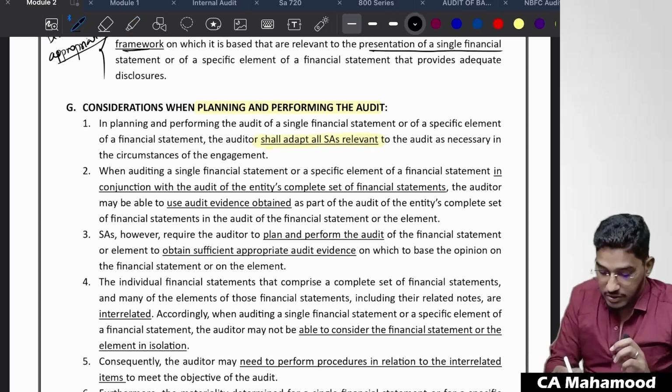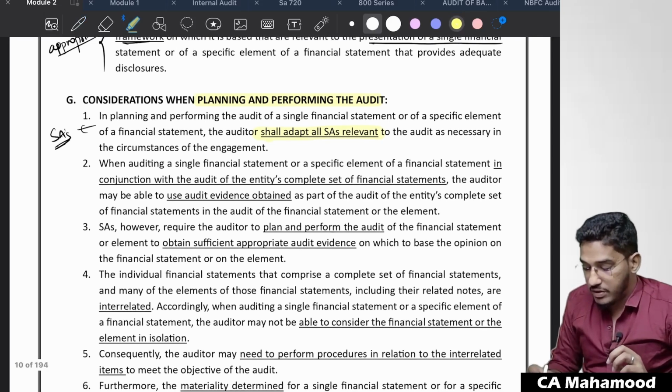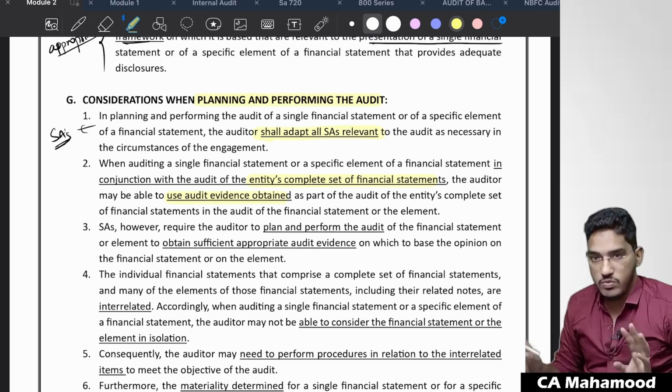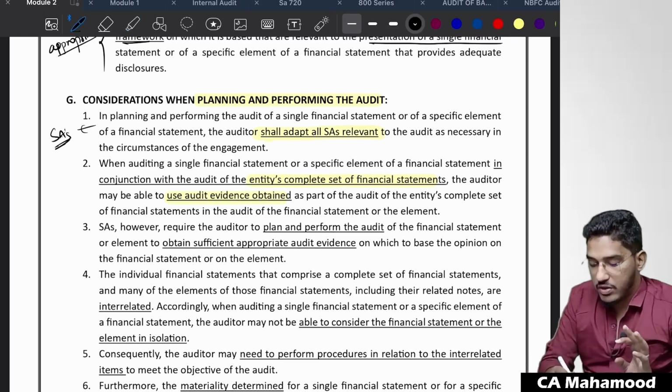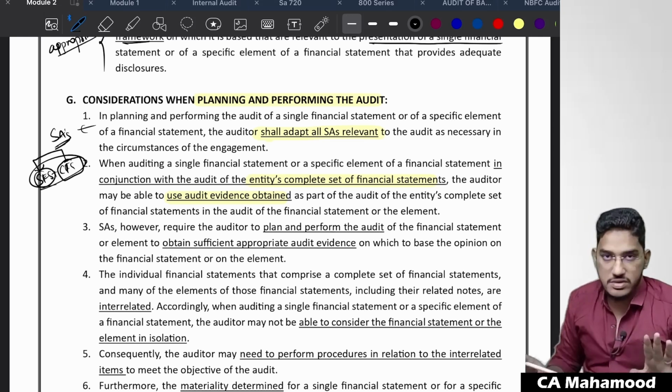Don't we know this? Yes, we all know this. So you have to comply with the standards on audit. When auditing a single financial statement or a specific element of a financial statement in conjunction with the audit of a complete set of financial statements, the auditor may be able to use audit evidence obtained as a part of the audit of the entity's complete set of financial statements. What they say here is, if you are the same person conducting the audit of single financial statements and also the audit of complete financial statements, whatever evidence you have gathered in the audit of the complete set of financial statements, you can use it even for conducting the audit of single financial statements also. There is no restriction.